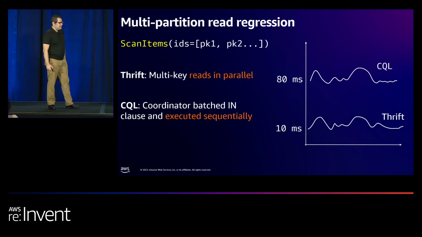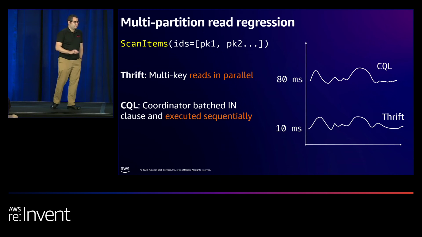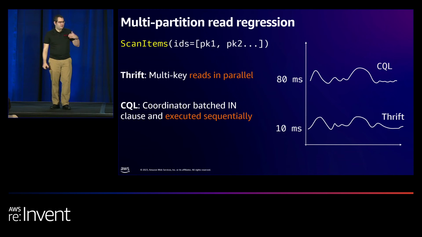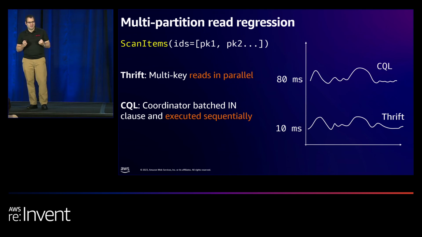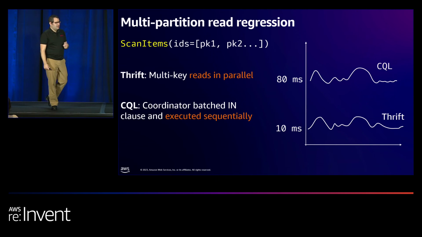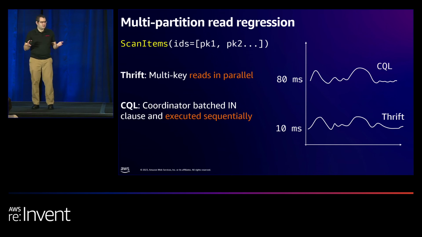Well, we found a pretty serious regression in multi-hash key scanning. In the Thrift implementation of Cassandra, multi-key reads happened in parallel. So if somebody requested 100 hash keys, they'd get back all of the 100 at once in one lookup. In CQL, the upstream had changed it so that coordinators batch by coordinator, and then they execute them sequentially. So if you have a cluster with 100 nodes, this can make your query up to 100 times slower.